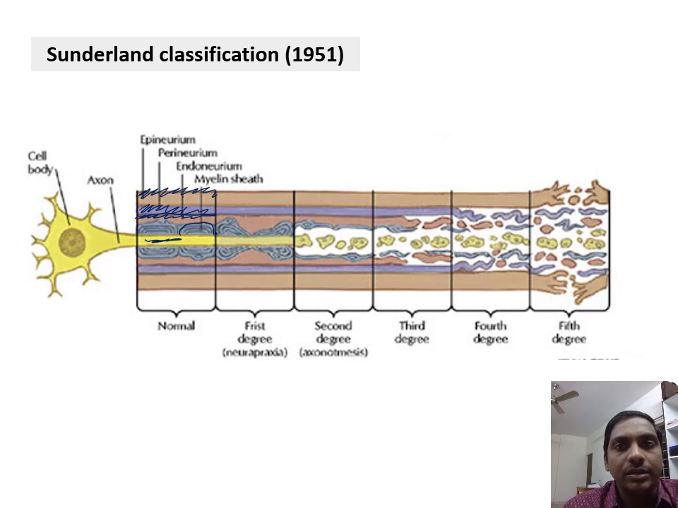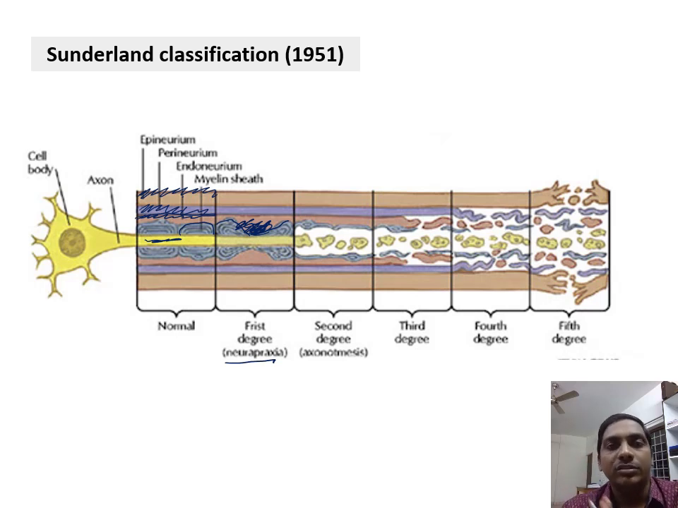So we discussed earlier neuropraxia, axonotmesis, and neurotmesis. Here Sunderland has classified into 5 degrees. First degree is neuropraxia as in Seddon's. That means the myelin sheath alone has a defect.